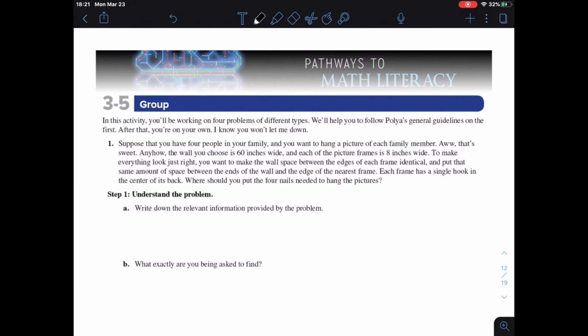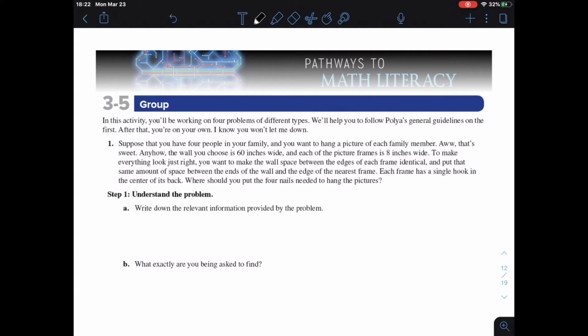So suppose that you have 4 people in your family and you want to hang a picture of each family member. The wall we choose is 60 inches wide and each picture frame is 8 inches wide. To make everything look right, you want to make the wall space between the edges of each frame identical, and the same amount is going to go on the ends of the wall. Each frame has a single hook in the center of its back, and we want to figure out where you should put the 4 nails to hang these pictures.